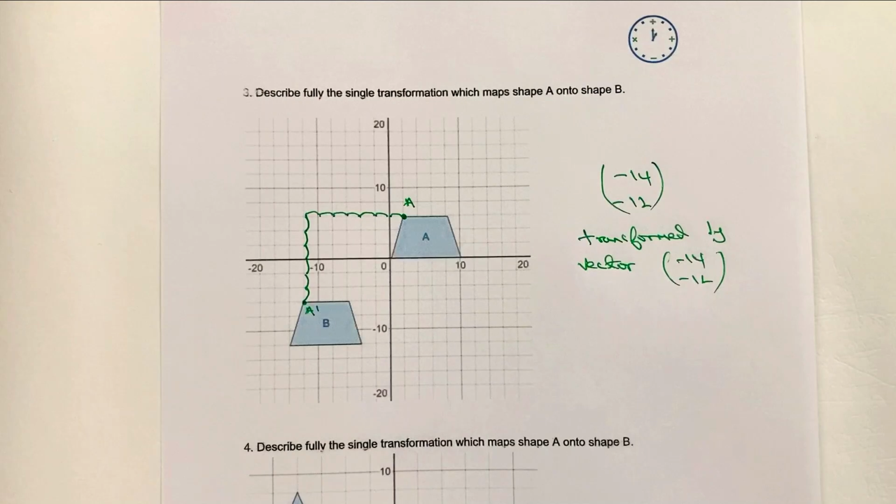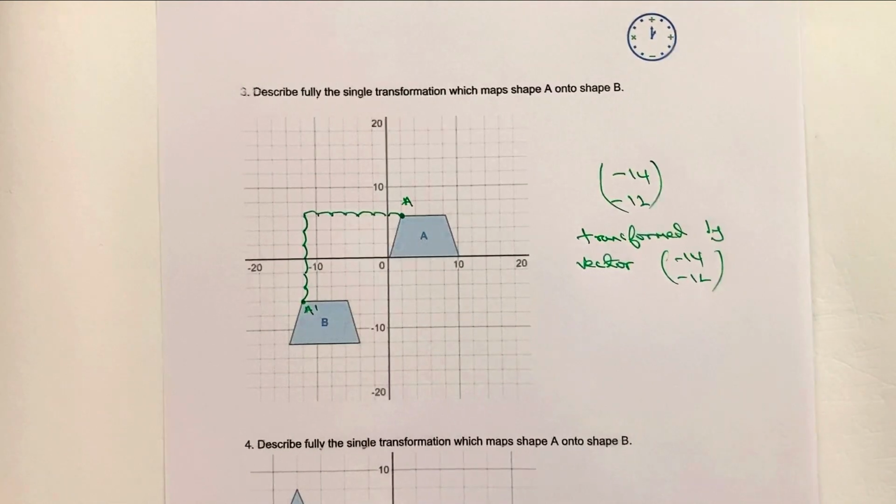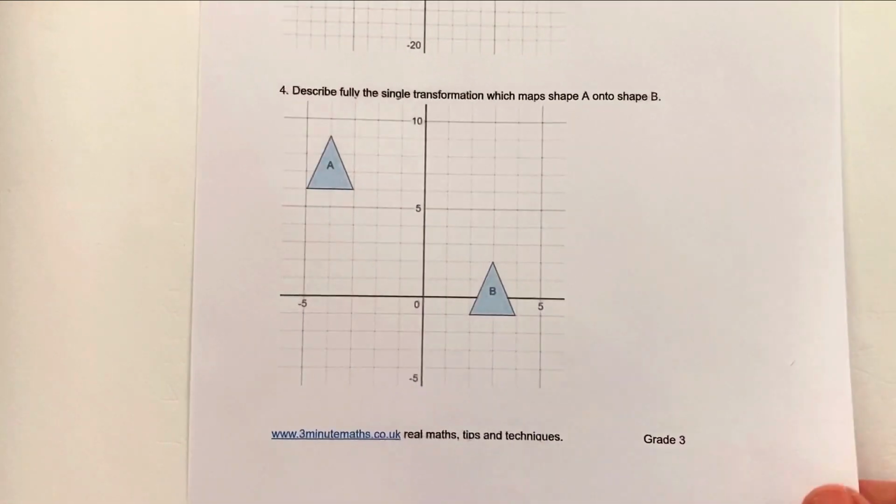You don't need to do it for all the points. You can just do it for one of the vertex. It's absolutely fine. It's going to be the same result. It doesn't matter which point you choose or which corner you choose. And it's again a similar one with question number 4.